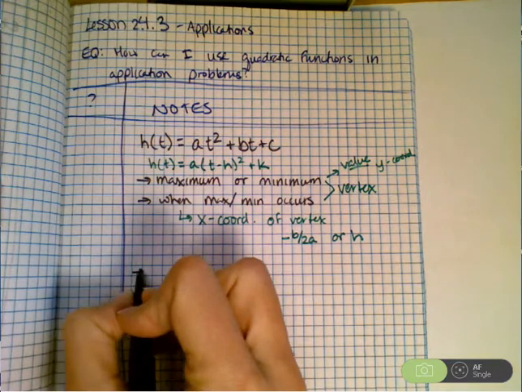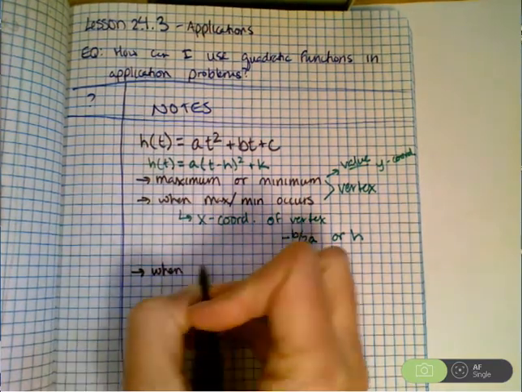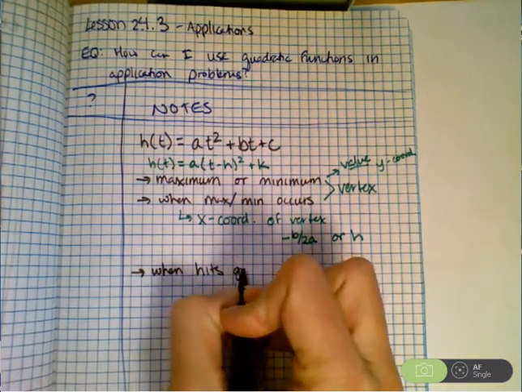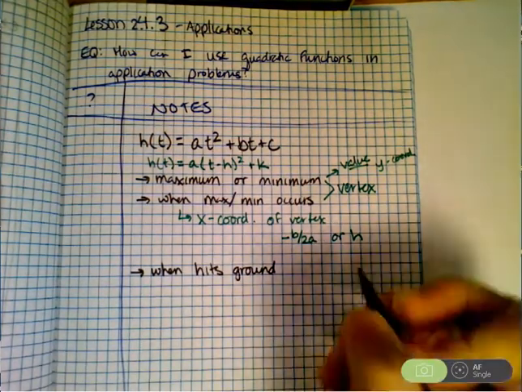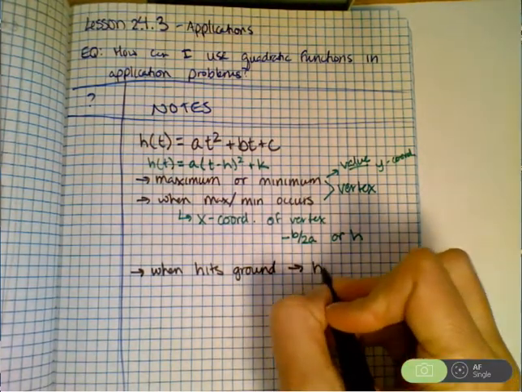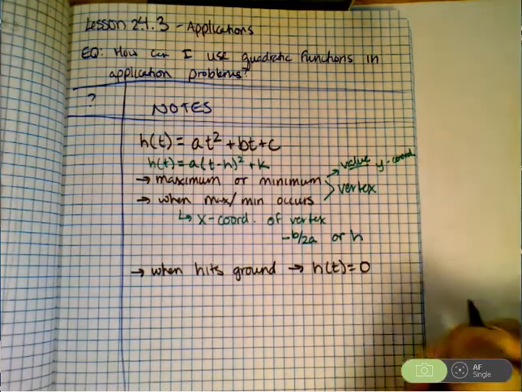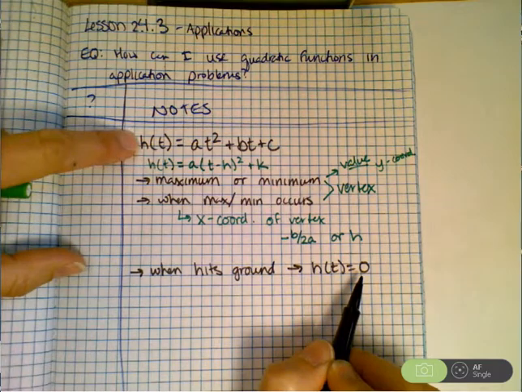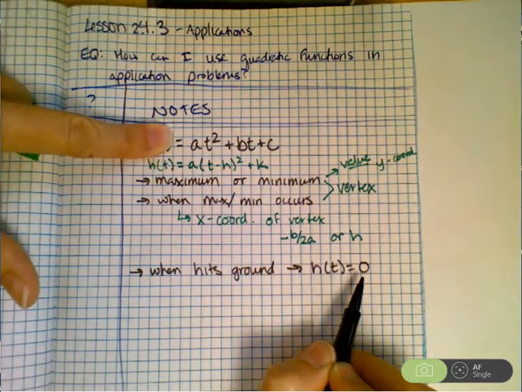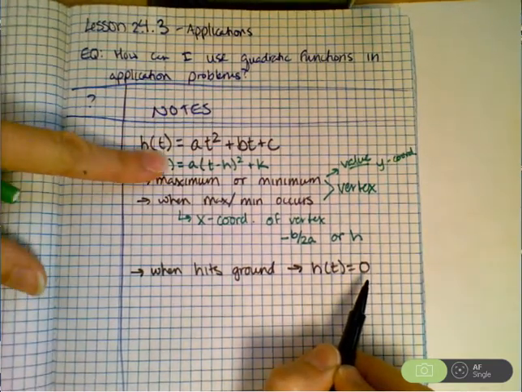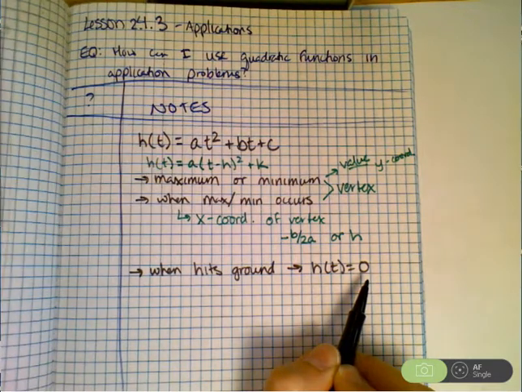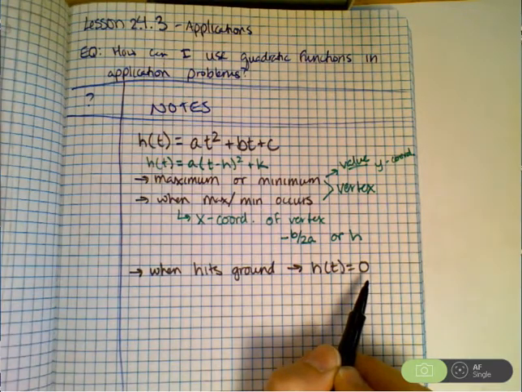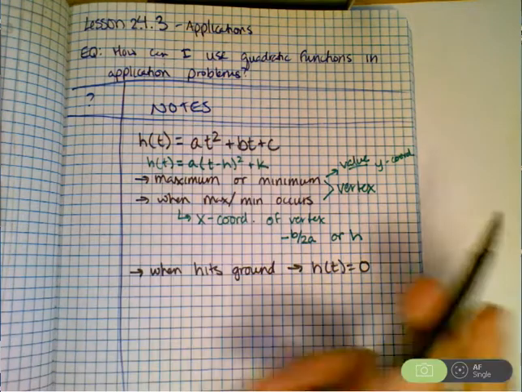The other thing you're often asked is when something hits the ground. And remember, if you hit the ground, then your h is 0. So if you're looking for when something hits the ground, you're literally just replacing this side of the equation. You replace the whole thing with a 0. So you'd put a 0 in where the h of t is, and you'd solve for t, either using square roots, using the quadratic formula, or using factoring. It depends on the problem, but you can use all those different methods to solve that equation.